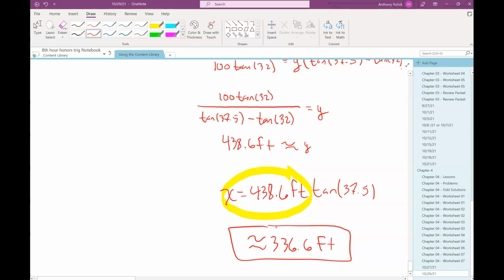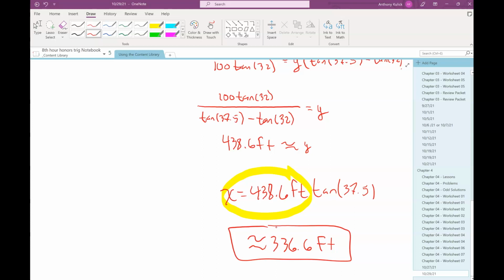Everybody okay with that? Again, the setup is probably the worst part. Once you realize that you have to solve the system, it's not so bad. This feels like a good place to stop. What do you guys think?